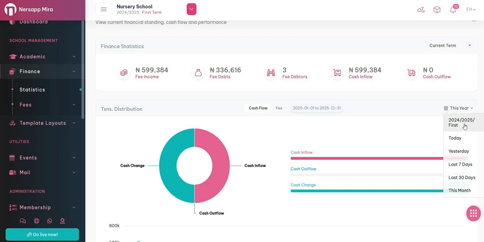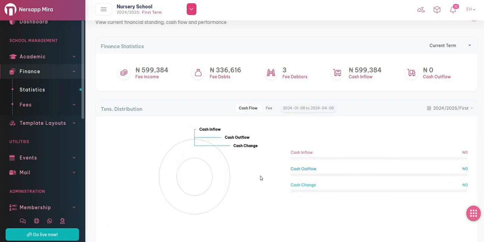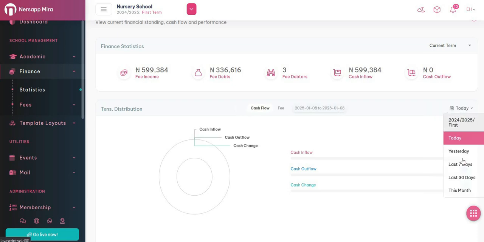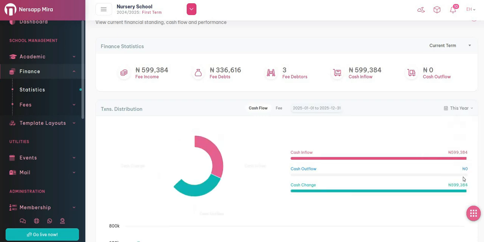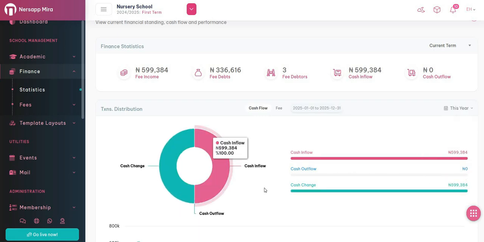For instance, we're dealing with this session and term, and the information will load the financial transactions or distributions for this current term. We can pick yesterday, we can pick today, we can pick even a whole year, like this year. This is the cash flow that took place within this term. We have the cash flow: what came in, what went out, and the change, that is the difference.